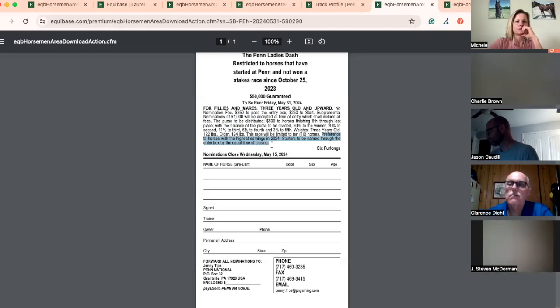It all comes down to money. And preference to horses with the highest earnings in 2024. Starters to be named through the entry box by the usual time of closing, meaning they're just going to use a normal entry process. But if there are 25 horses that want to enter, whoever has the most earnings in 2024 would get preference over anyone else.